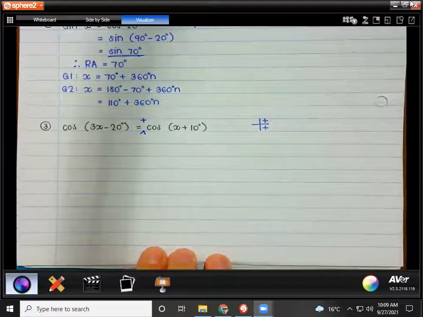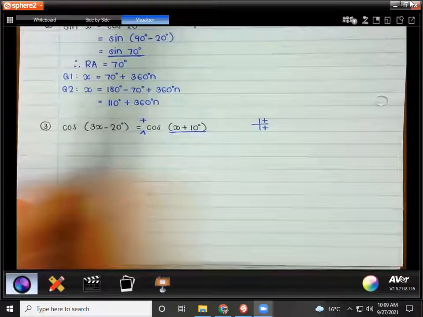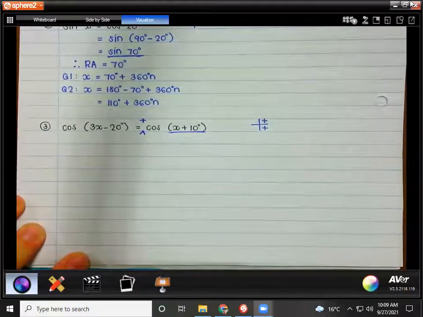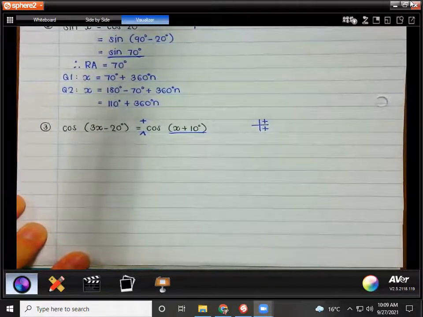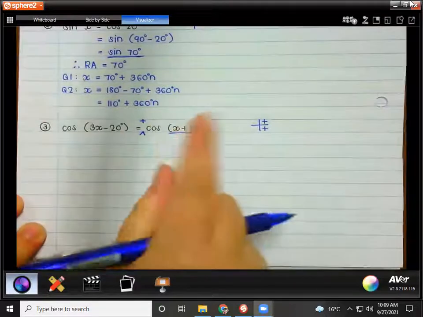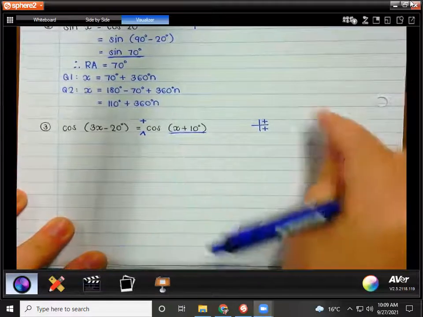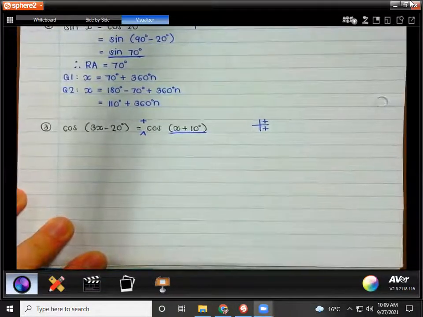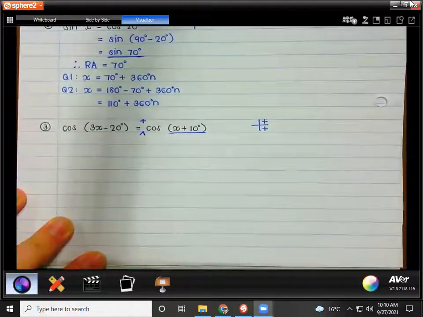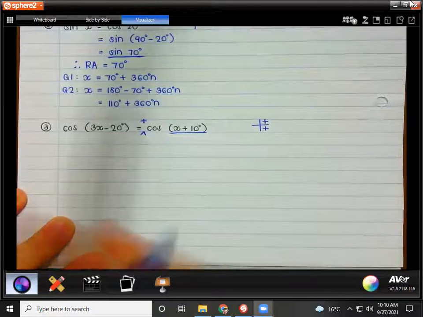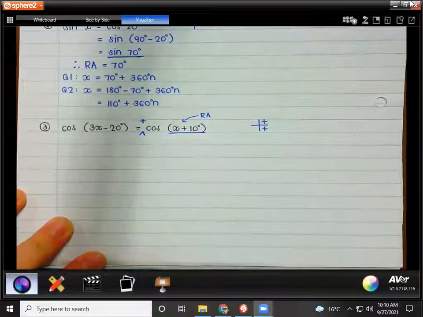But this one looks a bit different, because we don't have cos of a number. We have cos of x plus 10. Now that is going to be our reference angle. The reference angle is going to be x plus 10, which is strange. But does that make sense, guys? Because it's saying cos of this angle must be equal to cos of x plus 10 in quadrant 1 and in quadrant 4. So our reference angle now is going to include an x, which is weird, but we're going to deal with it. This is our reference angle.